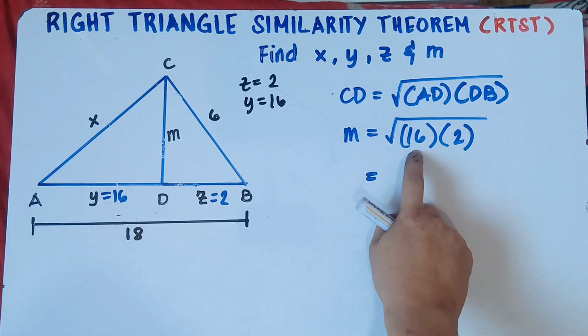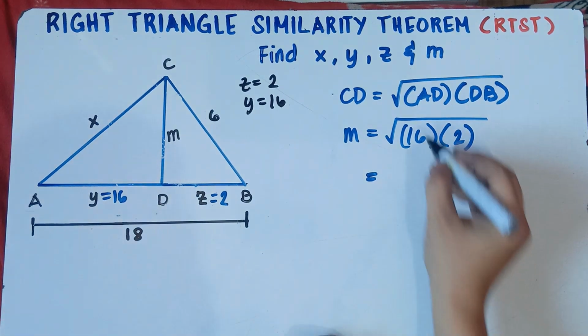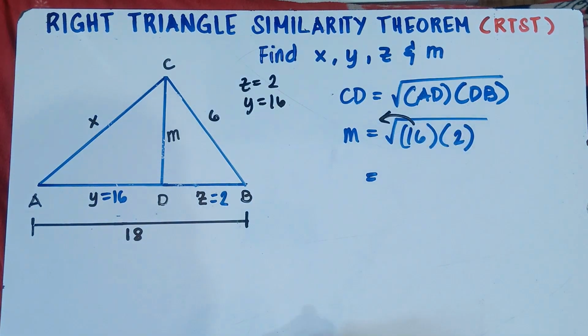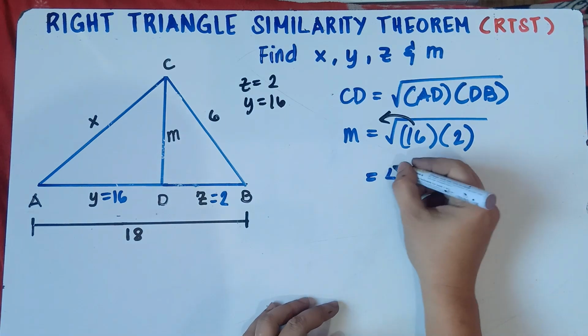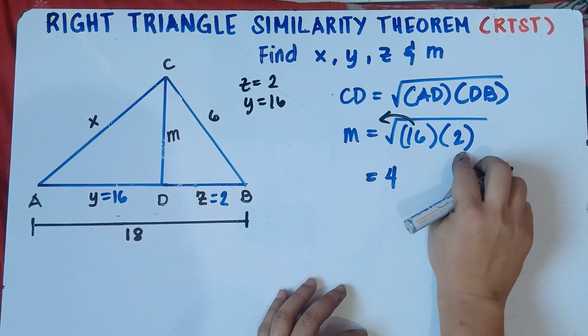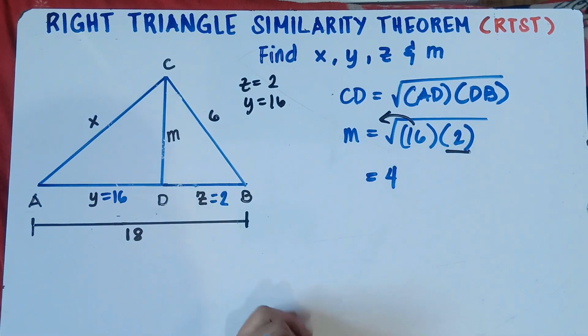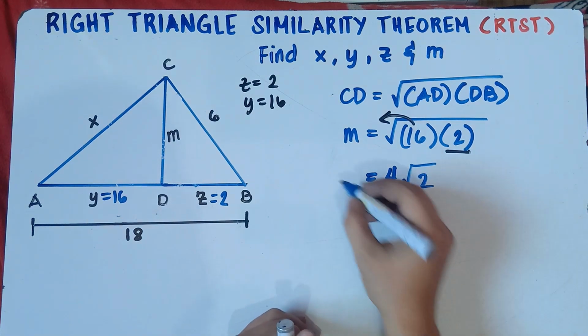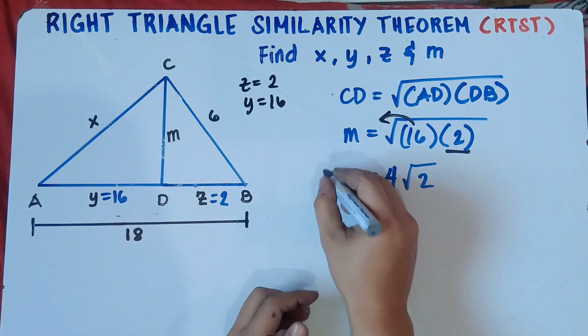Is 16 a perfect square? Yup. So 16 is a perfect square. We put it outside because the square root of 16 is 4. Copy 4. Then do we have square root of 2? Nope, we don't have a square root of 2. Simply copy square root of 2. That's the answer, class, for m: 4 square root of 2.